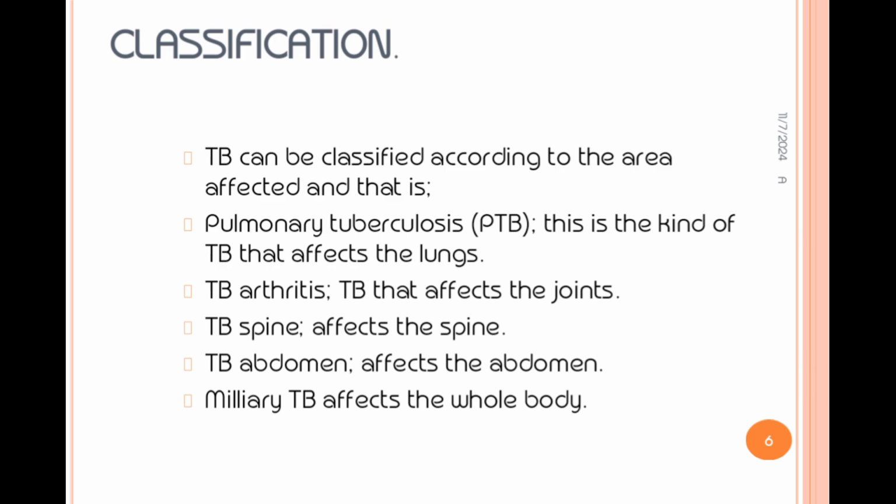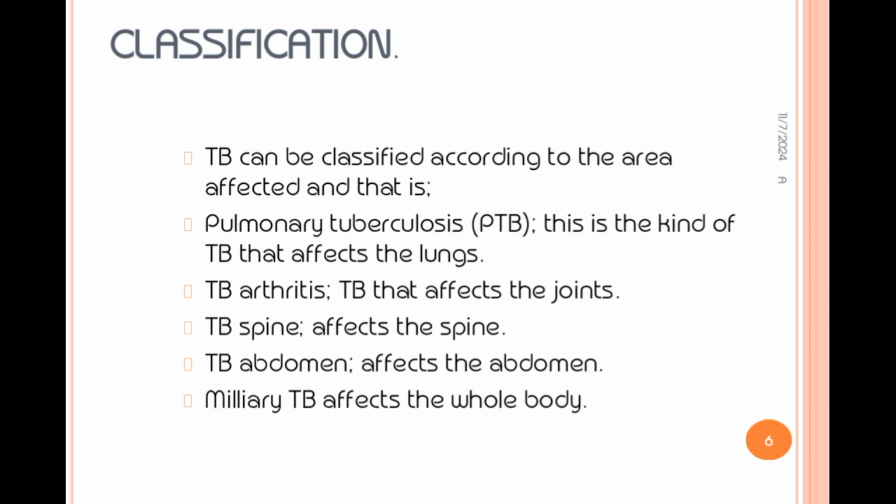Again, we've got TB arthritis, or tuberculosis arthritis, that affects the joint. So TB that is going to affect the joint is known as arthritis tuberculosis. Yes, so this is how it is going to be classified. In other sites, if the tuberculosis affects the spine, we are going to call that tuberculosis of the spine. If it affects the abdomen, we're going to say tuberculosis of the abdomen.